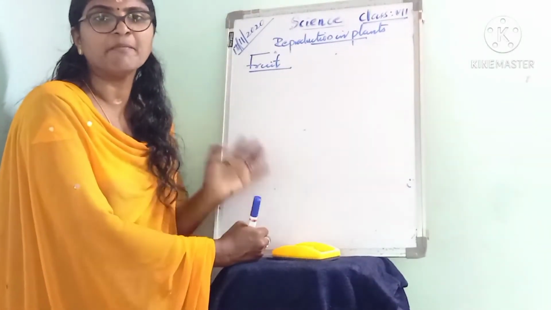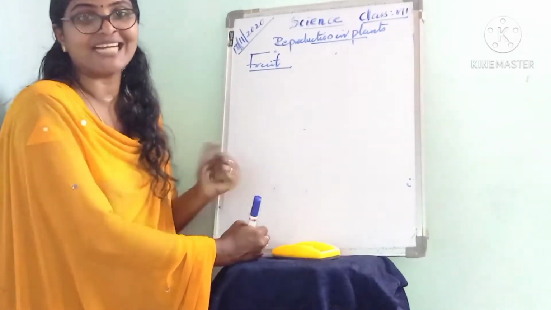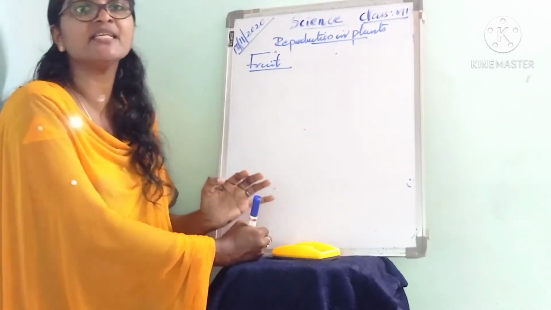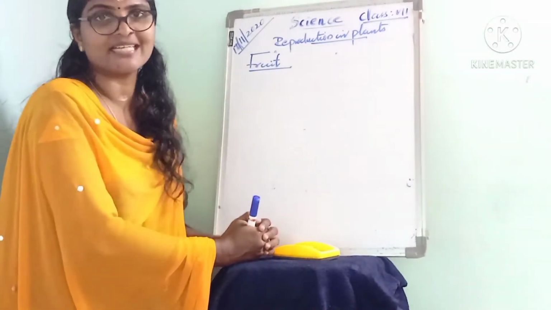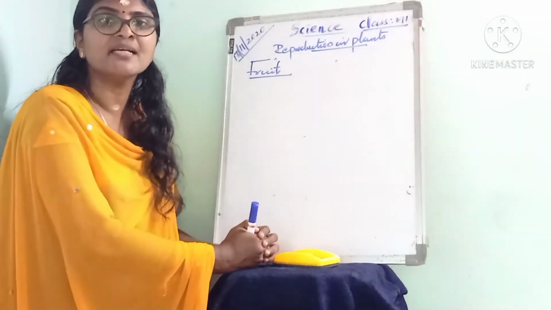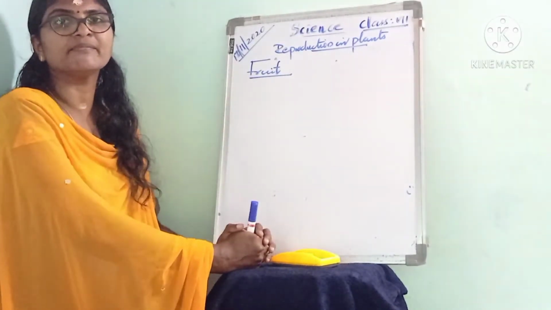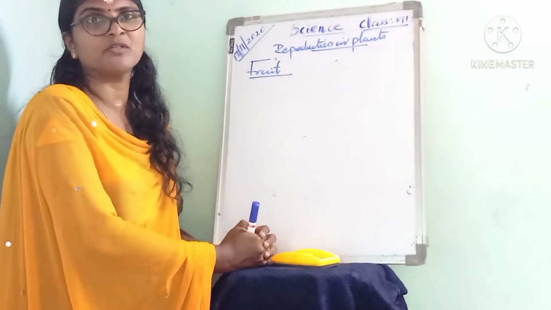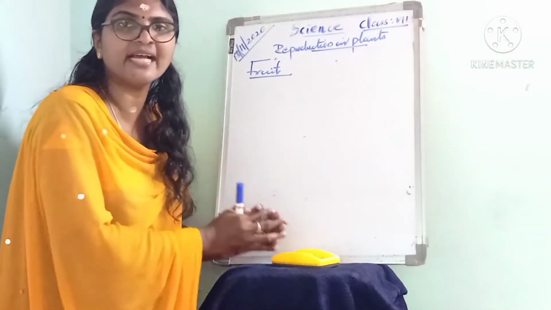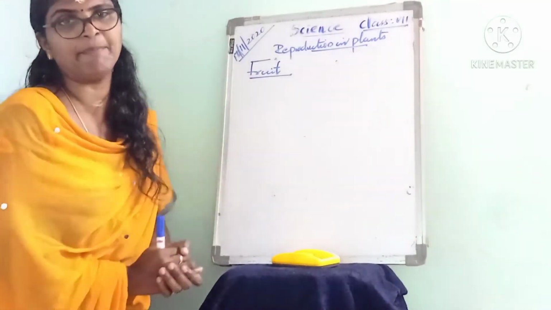Most of the seeds germinate only if they have dried. Once the seeds inside the ovary have fully developed, at that time the fruit ripens. When the seeds inside the ovary have fully developed, then only the fruit ripens.